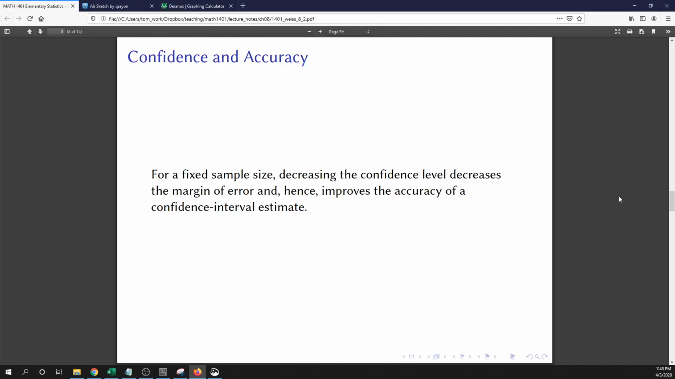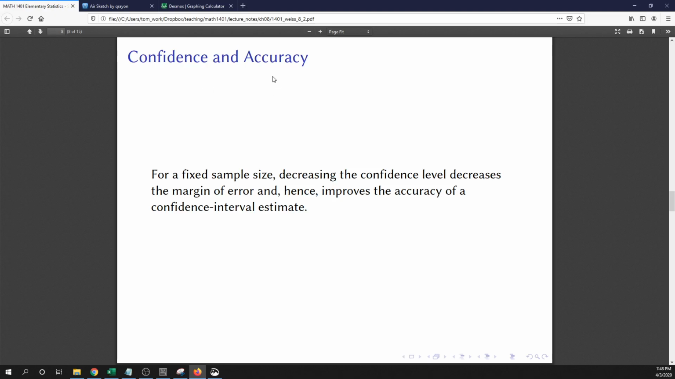In this video, we are going to talk about confidence and accuracy, how they relate to each other, and then we are going to work an example from our book. Okay, so confidence, we're talking about the confidence level.